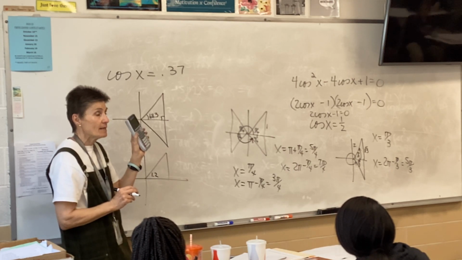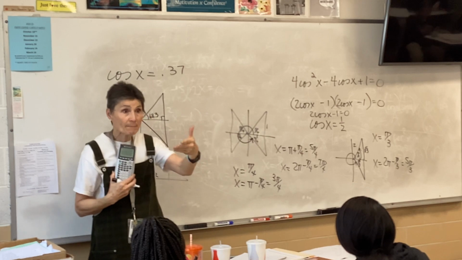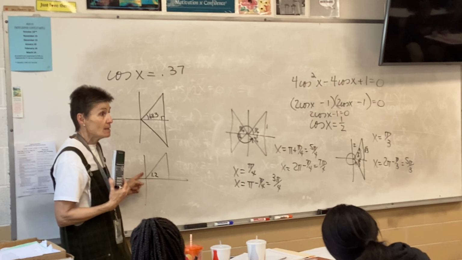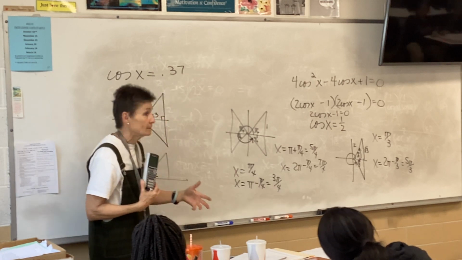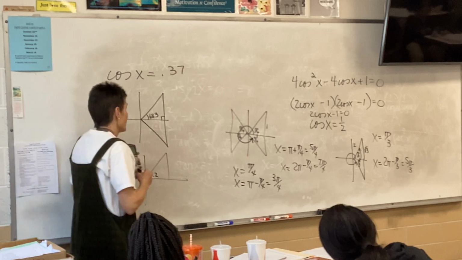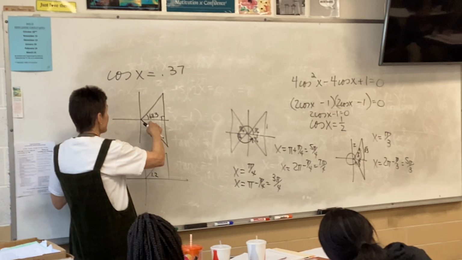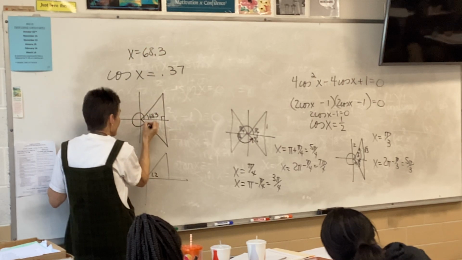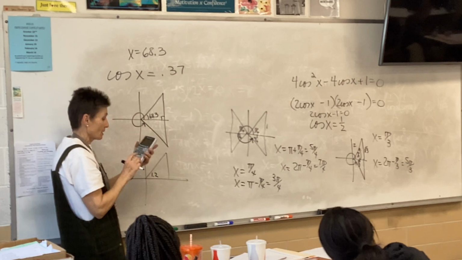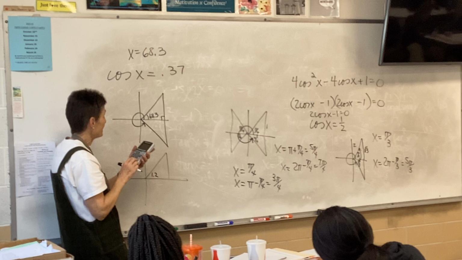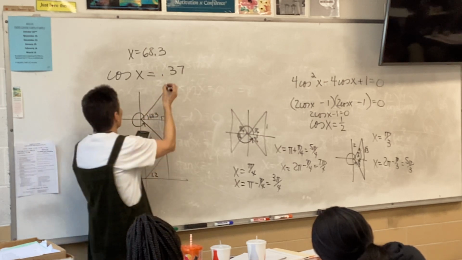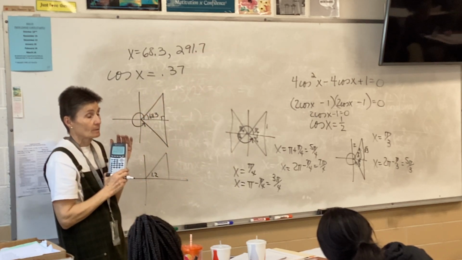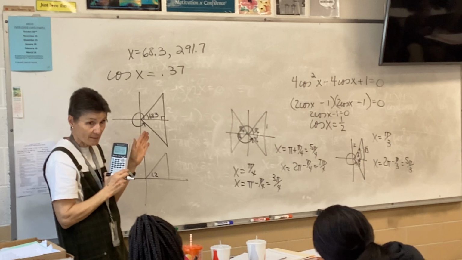Press the same buttons. It just depends whether you want your answer to come out in degrees or whether you want your answer to come out in radians. Since the question says do both, I've done both. So, one answer in degrees is 68.3. What will be the other answer in degrees? 360 minus 68.3 or 291.7. Does that make sense to everybody?